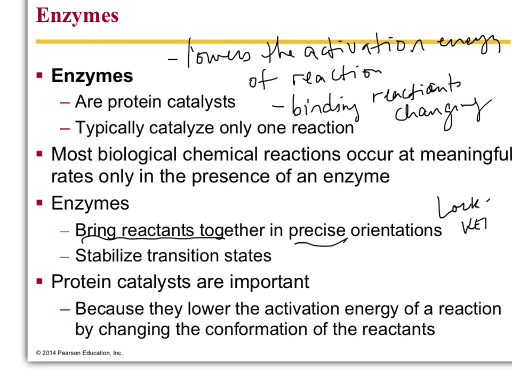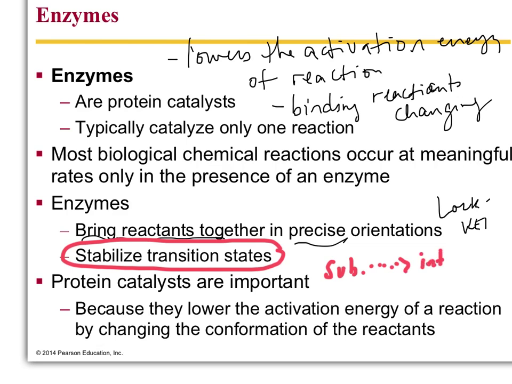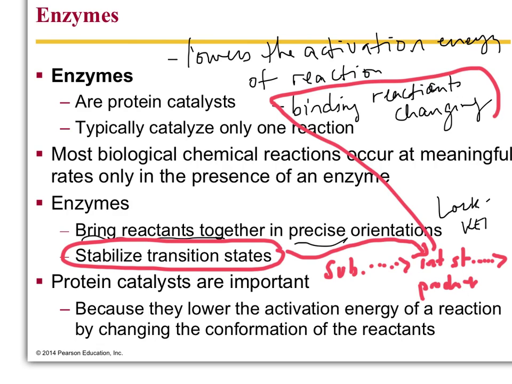And very importantly, I'm going to say that again, very importantly, you need to understand that they stabilize some transition state between the substrates and the products. So you have substrates that are going to go to some intermediate state en route to their final product. And that intermediate state gets stabilized by the enzyme changing the conformation of those reactants. That lowers the activation energy.